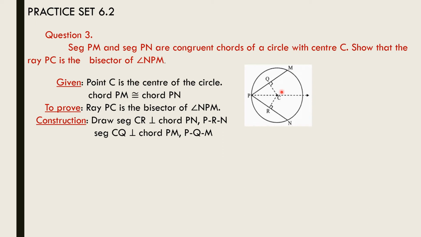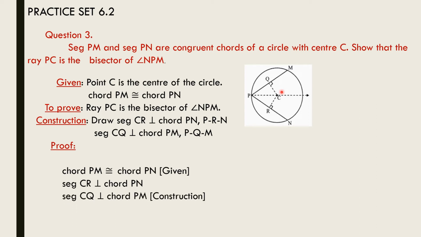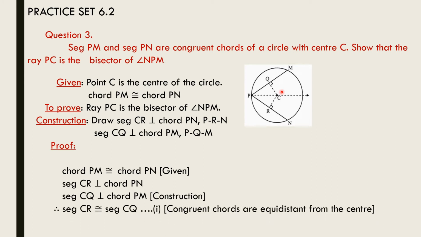And proof: chord PM is congruent to chord PN, that is already given, and segment CR is perpendicular to chord PN and segment CQ is perpendicular to chord PM, that is by the construction. Therefore, segment CR is congruent to segment CQ, that is equation number 1, because congruent chords are equidistant from the center.